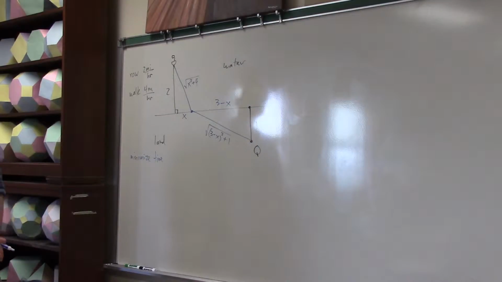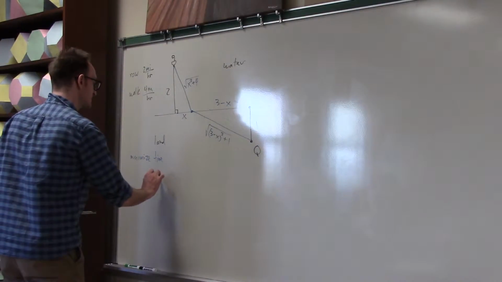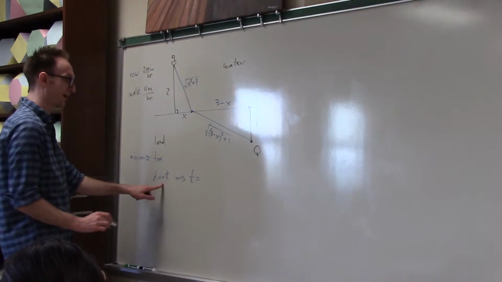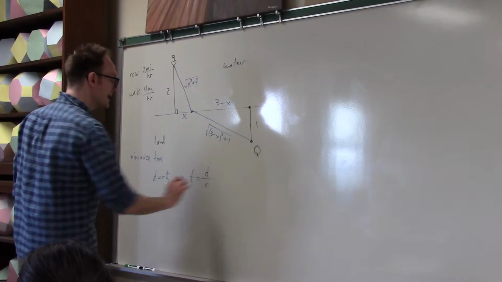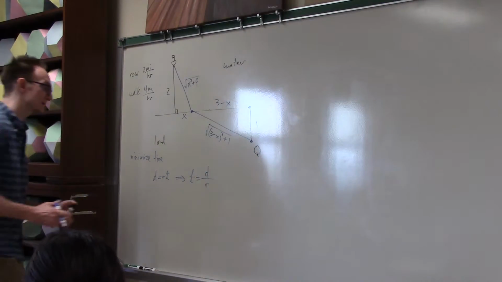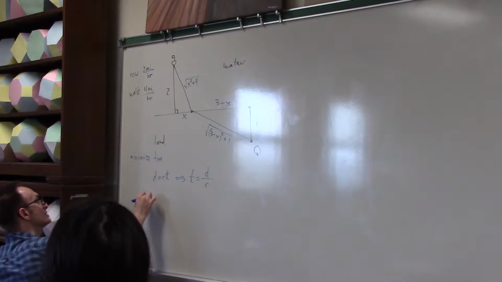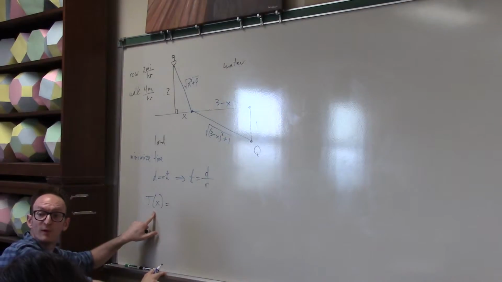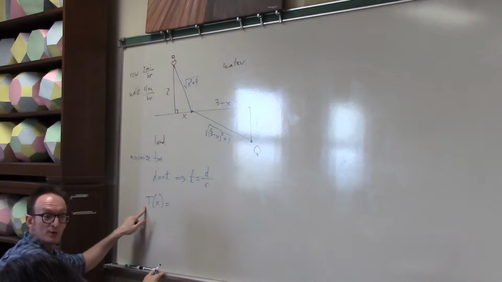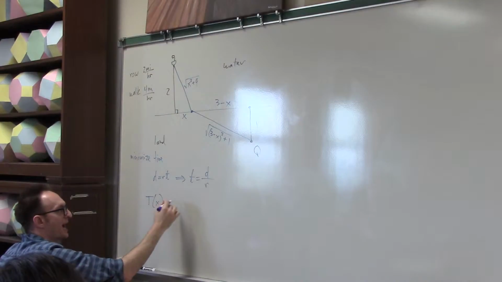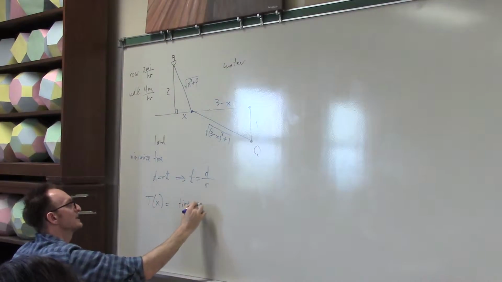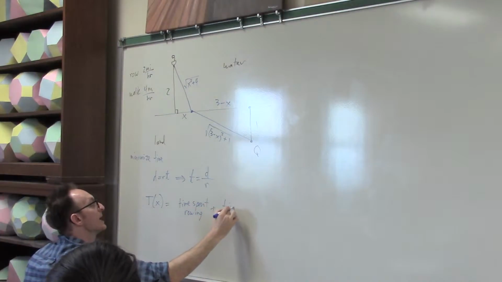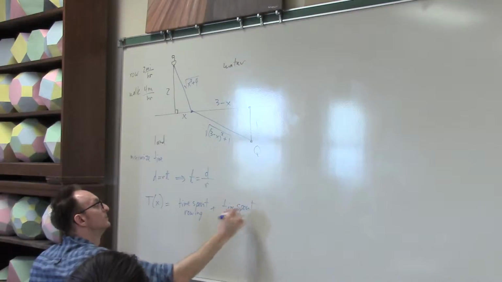Now I have to write an expression for the time. Distance equals rate times time, and so I can express the time for any simple trip in which I'm going at a constant rate as just the distance over r. And so I'm going to construct a time function. The time function is going to output, for a given x, the amount of total time that the trip takes. And the total time that the trip takes is the time spent rowing plus the time spent walking.